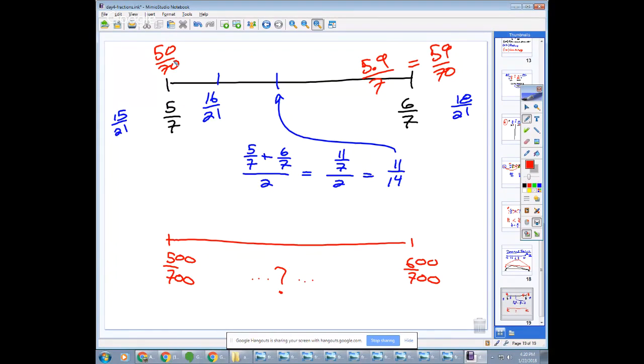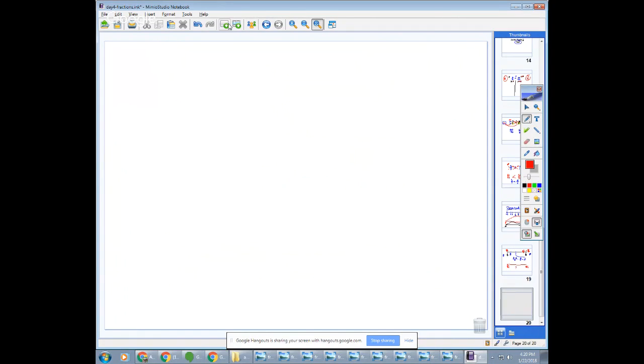So with a little bit of work, we can find all kinds of different numbers that live in between, and those numbers are usually going to be fractions. Finding non-fractions in between is a little harder. Again, we'll work on that once we get to the decimal chapter. Okay, so next, finally, fraction addition.